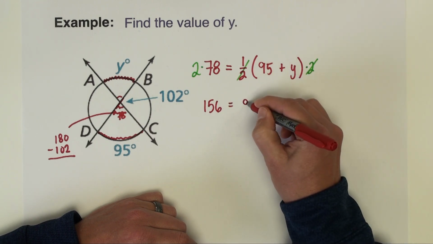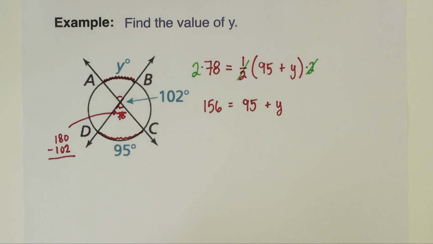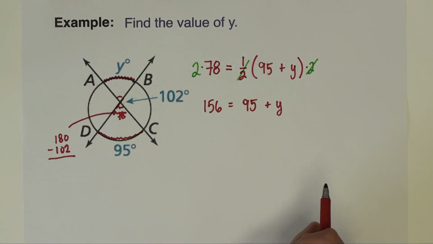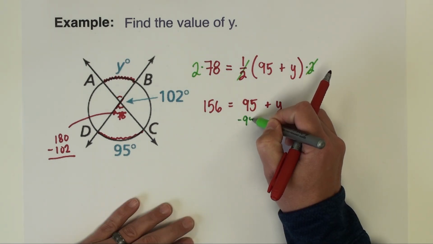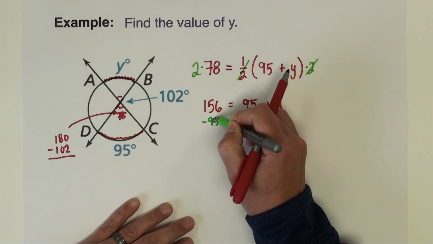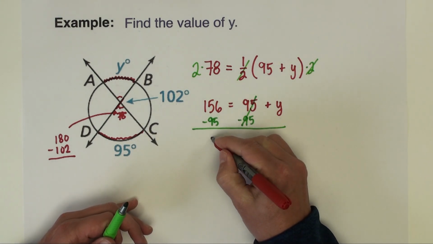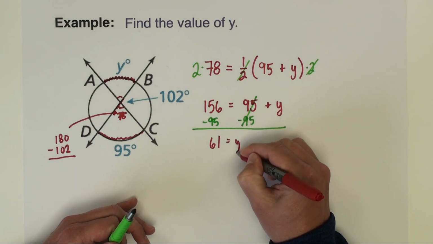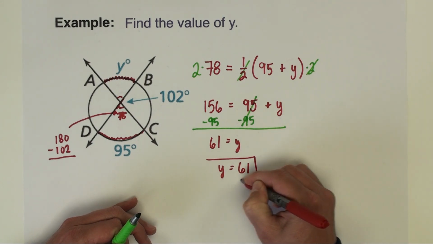So that gives me 156 equals 95 plus y. To solve this, we're going to have to subtract 95 from 156. Doing that gives me 61 equals y, or y equals 61.